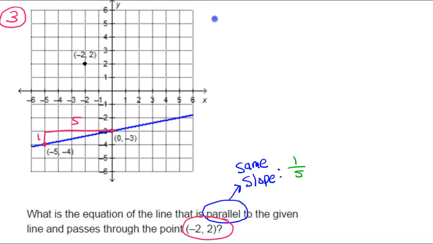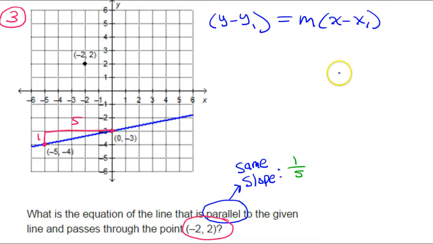You can do y minus y1 is equal to the slope times x minus x1. Now the slope is the m. So that means the 1/5 is going to go right here. Now the y and the x just stay what they are.